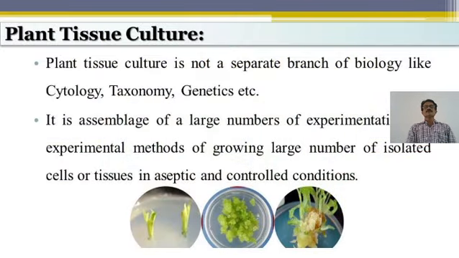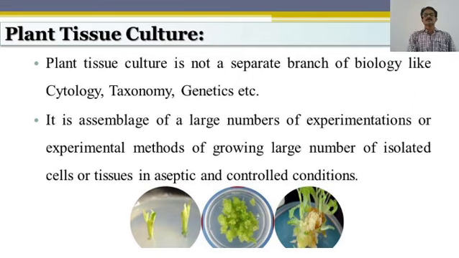So friends, as you all know, plant tissue culture is not a separate branch of science or biology. It is an aspect to study under the heading of biotechnology broadly, under plant science. It is not a separate branch like cytology, taxonomy, genetics or molecular biology. It is an aspect to study. In general, we can say that it is a huge collection of experimental methods of growing a large number of isolated cells or tissues in controlled aseptic conditions.